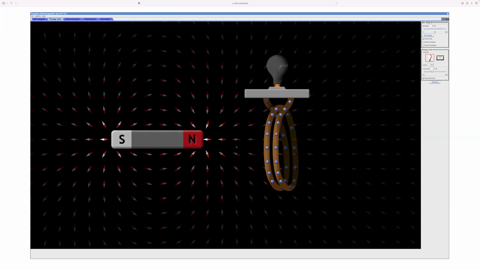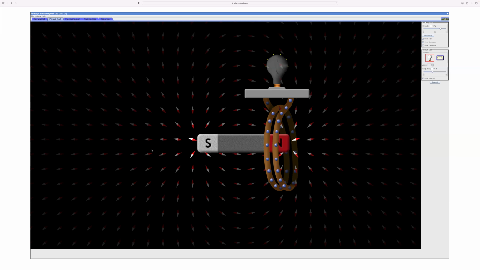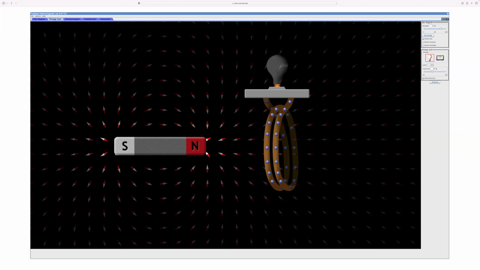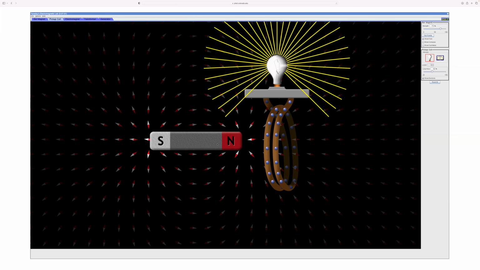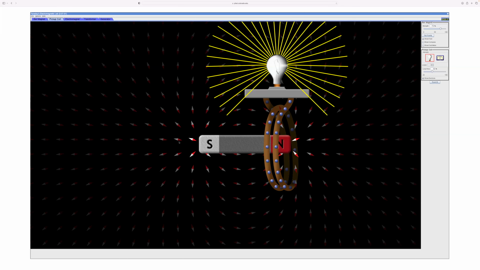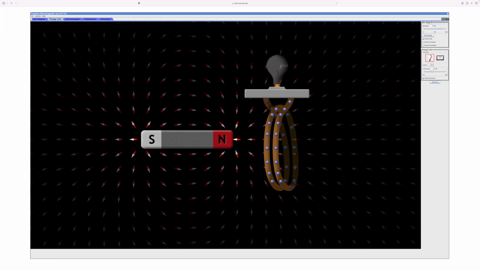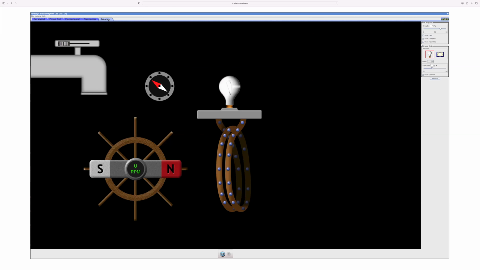Whether I moved the north pole closer or away, you could see that something happened to the bulb, and it shut down as soon as I stopped moving it. Whereas if I move it continuously, you're able to see that it goes brighter and dim, brighter and dim. Is it happening? This is what happens in a device called a generator also. See, what I'm going to do is create an automated system.